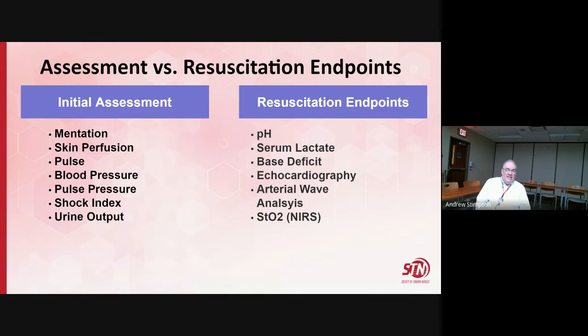Now we've started to resuscitate a patient. How do we know that we've actually completed our job and done the good thing? So pH can be noted off of blood gas, and probably more importantly than the pH is the base deficit, which we'll talk about in a minute, or the serum lactate. Serum lactate is a good number.